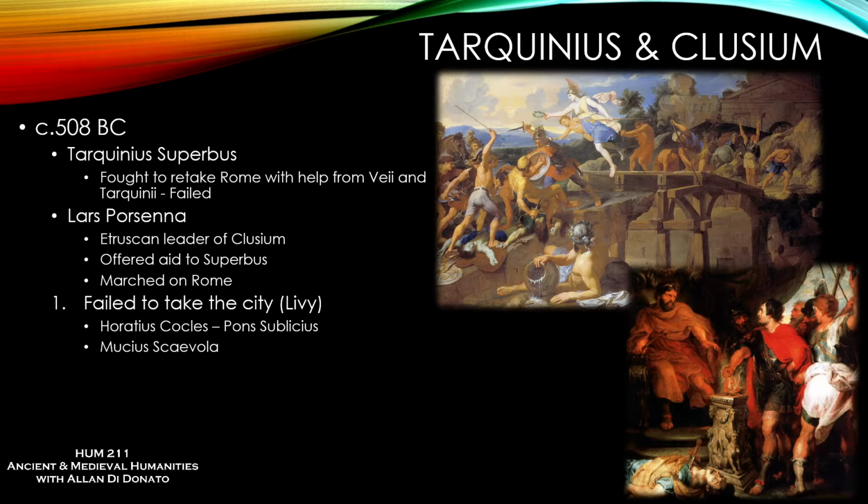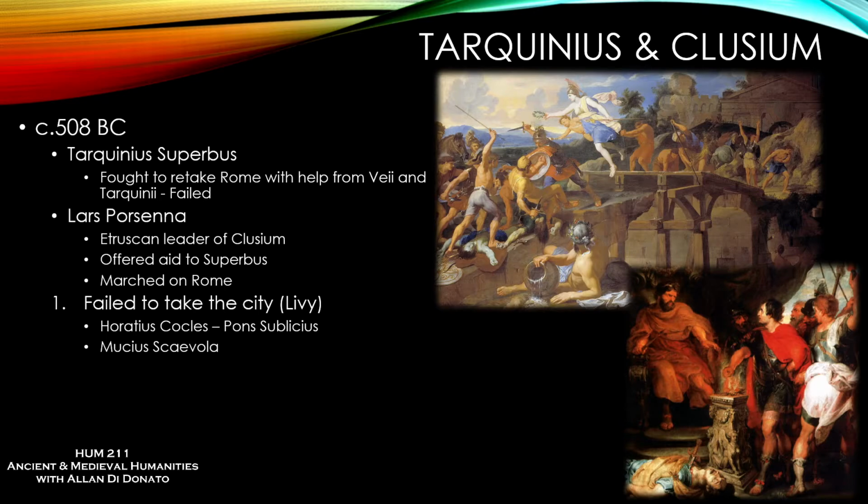The Pons Sublicius is this bridge outside the city of Rome, and the Romans, to defend against the army of Clusium, have Horatio and I think a couple others, but Horatio primarily by himself, standing guard on this bridge and fighting against the entire army on this little narrow passageway while the Romans dismantle the bridges and block the army from crossing.